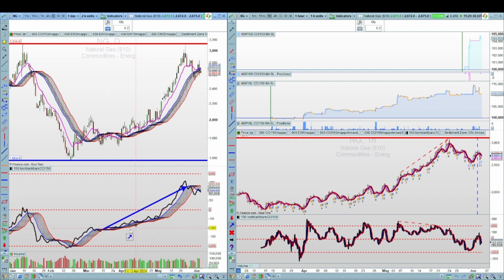You would not have gone short during any of that period back there, and you would have started going short from that period, and currently we're still going short today. So that's going long on the 1 hour and going short on the 1 hour as well for natural gas.